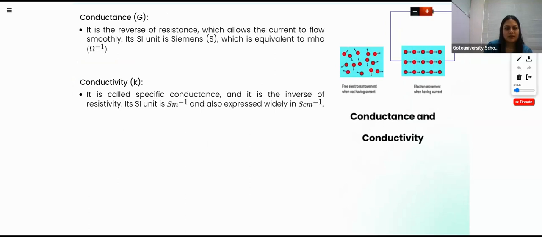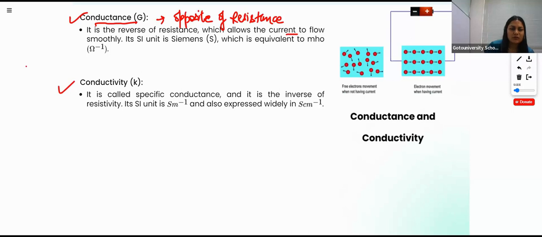The next terms we need to be familiar with are conductance and conductivity, which are very important. Conductance is the opposite of resistance. Conductance is what allows the current to flow. It is written here that conductance is the reverse of resistance, which allows the current to flow smoothly.